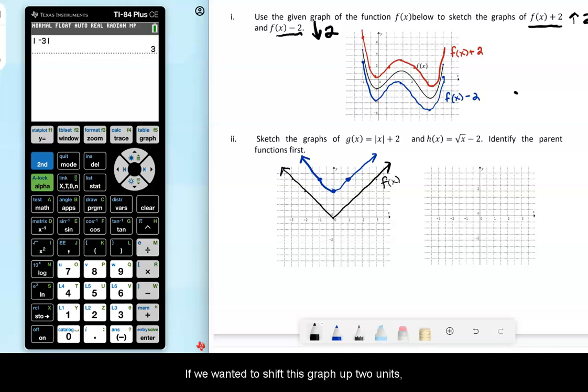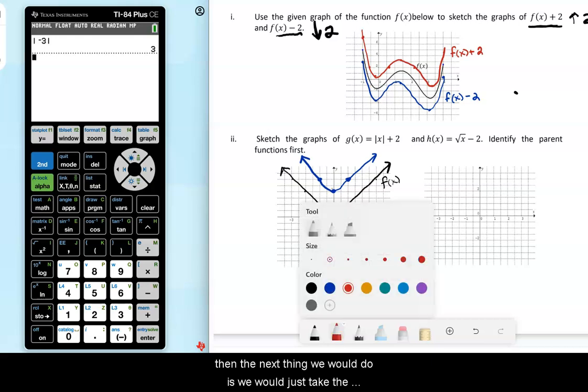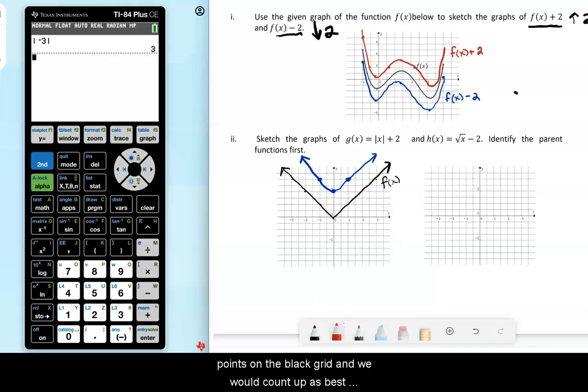If we wanted to shift this graph up 2 units, then the next thing we would do is just take the points on the black grid and count up as best we could until we ran out of space on our grid. So showing that we end up in the same place, starting here at the origin, we go up 2 units, end up on that blue graph. Then over to x equals 1, we go up 2 units, 1, 2, end up on the blue graph again. Over to x equals -1, up 2 units, and once again we get the same graph as before.